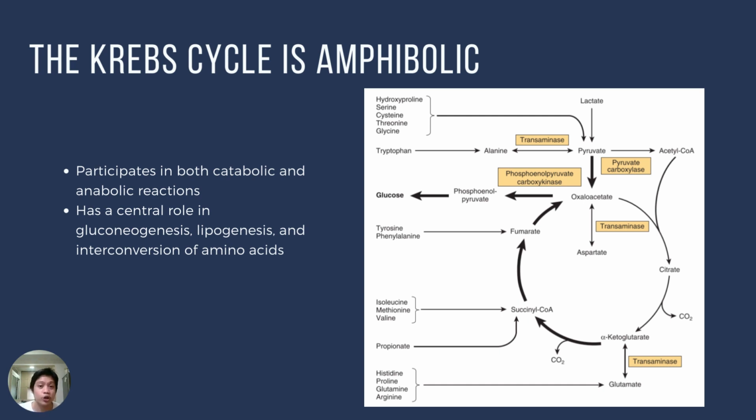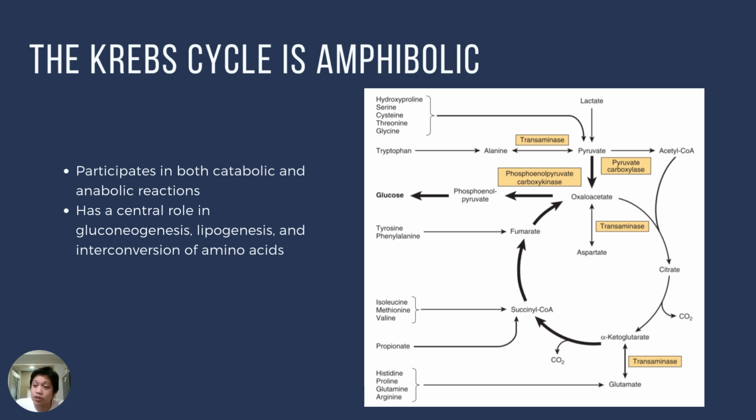Oxaloacetate can communicate with aspartate, which is another amino acid, through a transamination reaction. So what does that mean? If you remove an amine group from aspartate, we'll be able to form oxaloacetate, which can then enter the Krebs cycle. Glutamate can communicate with the Krebs cycle by transamination, which means if we remove an amino group from glutamate, we will be able to form alpha-ketoglutarate, which is a participant of the Krebs cycle.